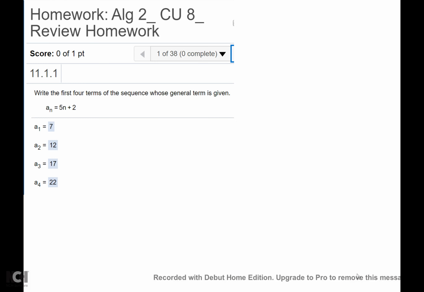Alright, today we are going to review for your Conceptual Unit 8 test. It says write the first 4 terms of the sequence whose general term is given. So they're telling you to get the next term in this sequence, take 5 times the term you're looking for, plus 2.